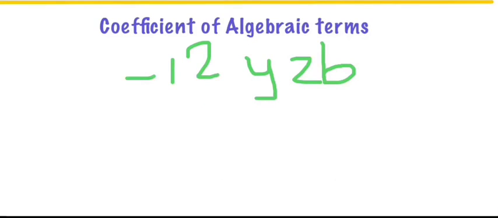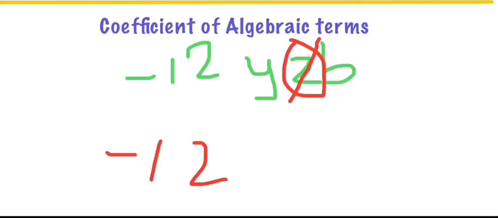Similarly, if I ask you to find the coefficient of z, I just have to cut that, and whatever remaining is left, that is what I have to write. That is minus 12yb. So this is the coefficient of the factor z. That means this is the product of the remaining factors of that term.